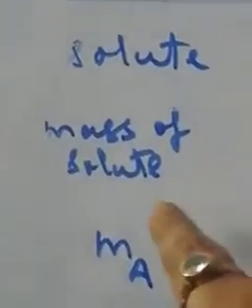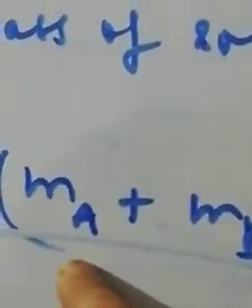So concentration of a binary solution, the first type is mass by mass percent. Concentration of solution we can determine either by mass percent or volume by volume percent. So what is mass by mass percent? Think about solute, that is mass of solute Ma, and solvent mass Mb. Then the total mass of the solution becomes Ma plus Mb.